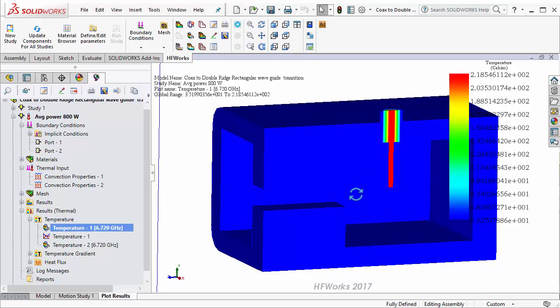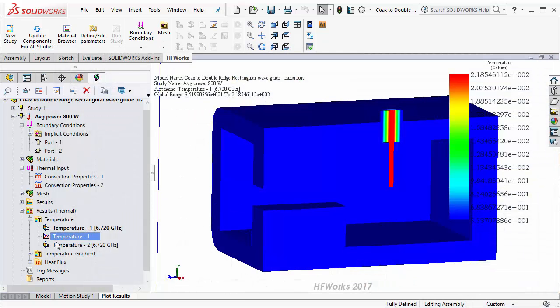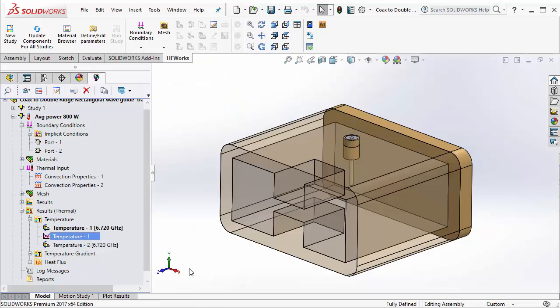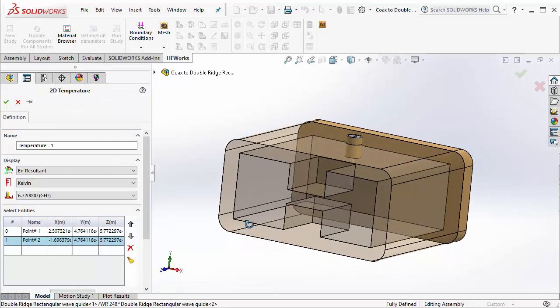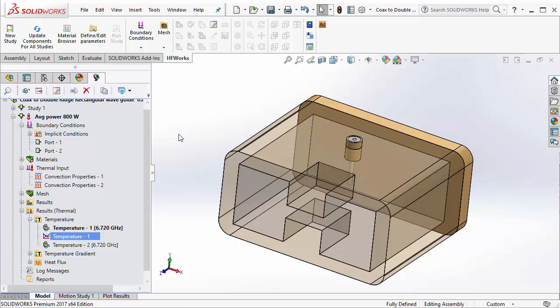This is very useful because it can give you an idea of how the temperature is distributed inside your model, inside your structure. You can also show the temperature as a 2D plot here. We have taken a couple of points and defined how the temperature varies between those 2 points, just to indicate how temperature can be expressed as a 2D plot as well.